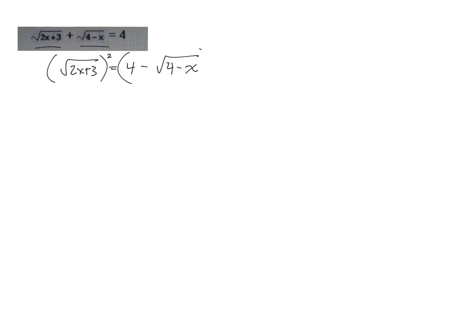Okay, now next step is I'll square both sides. Remember, when you square the right side, it's a binomial, and you're going to have to write out two of them. 4 minus root 4 minus x. And on the other side, the square and the square root cancel.